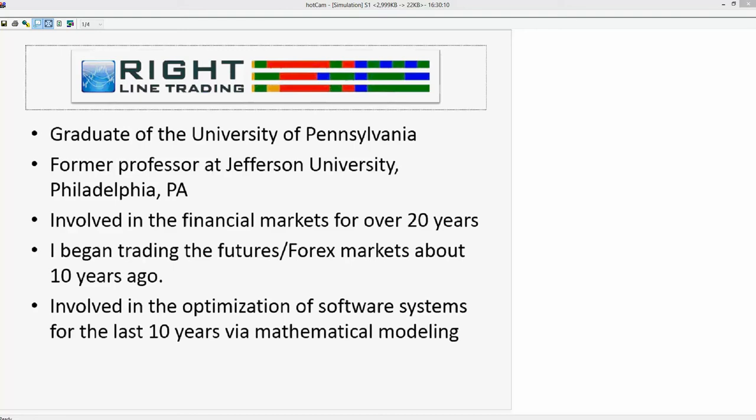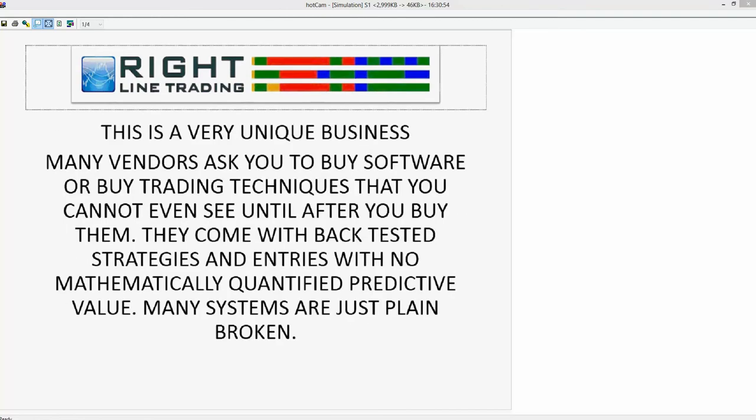Just a little bit about myself quickly. I'm a graduate of the University of Pennsylvania and former professor at Jefferson University in Philadelphia. I've been involved in the financial markets for over 20 years. I began trading the futures and forex markets about 10 years ago. And at that time, I first got involved in the optimization of software systems via the use of mathematical modeling.